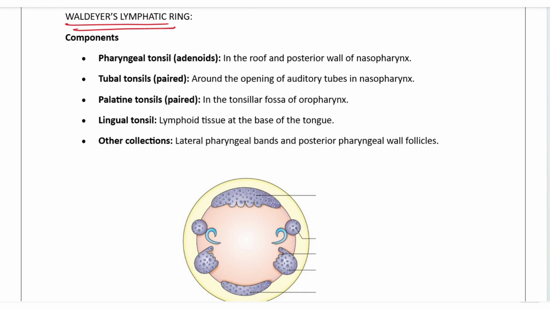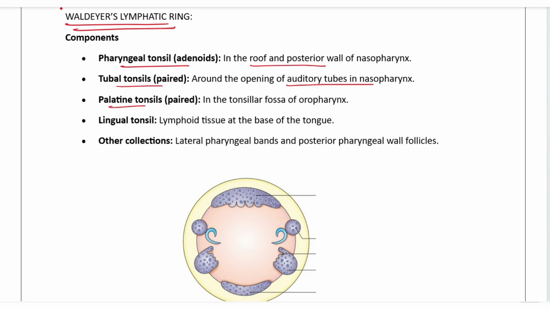It comprises the pharyngeal tonsil. The adenoids are also called the nasopharyngeal tonsil. It's found in the roof and the posterior wall of the nasopharynx. The tubal tonsils are paired. They are present around the auditory tubes.